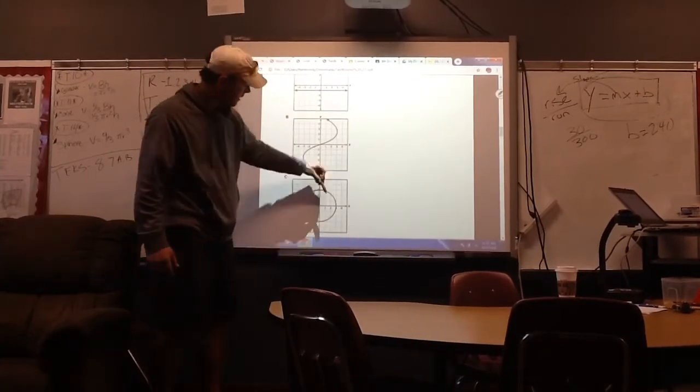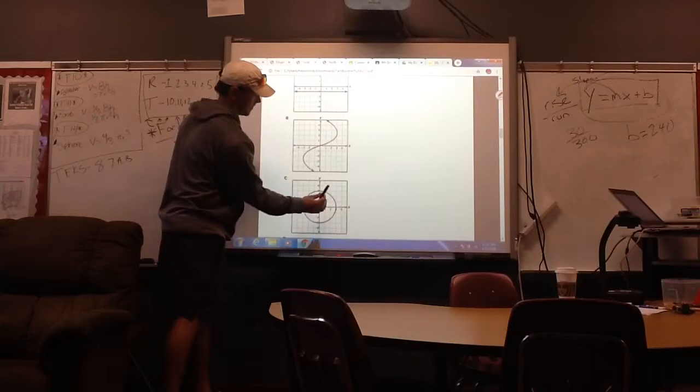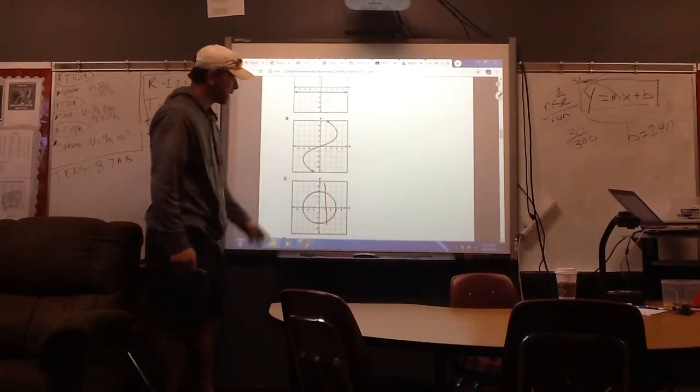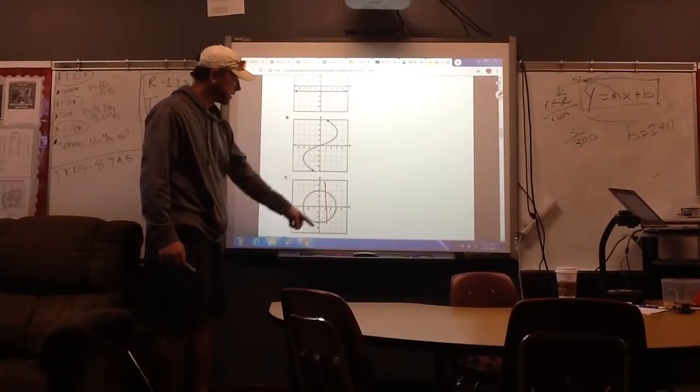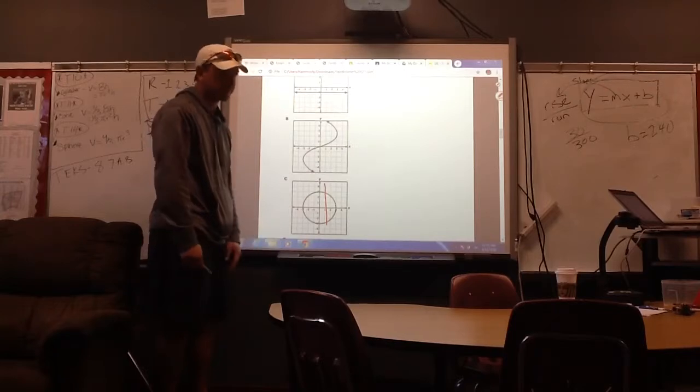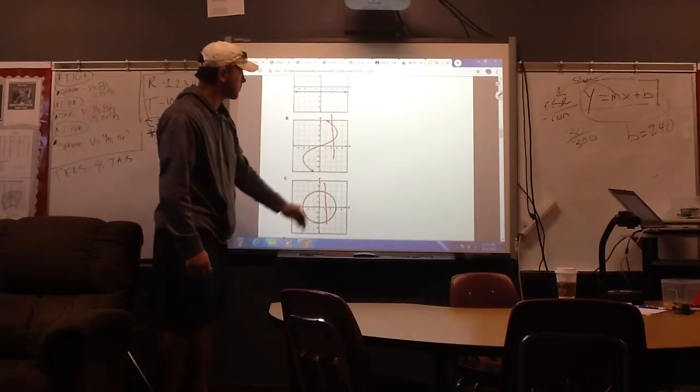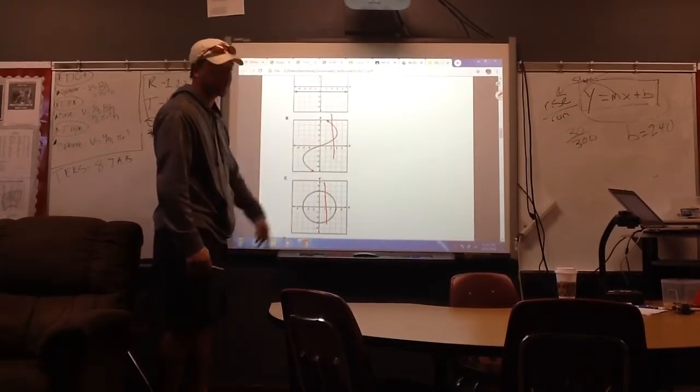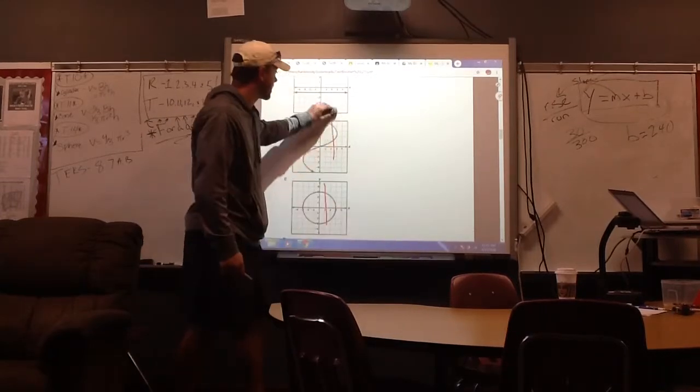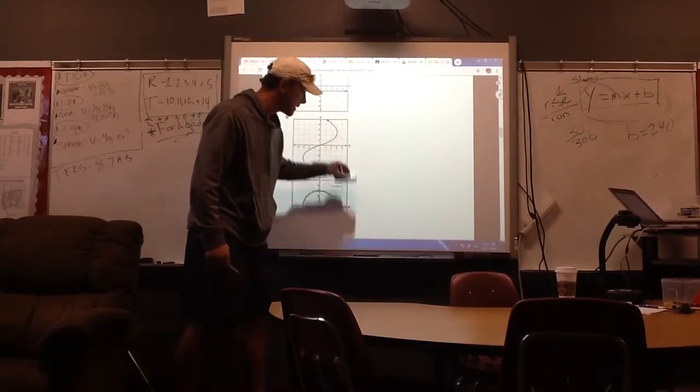If I drew a line on this circle, here I'll just do it. I'll just draw a line. Does my vertical line hit this more than once? Yes, it hits it more than once. So these are not a function. We're trying to figure out which one is a function. I narrowed it down to A and D.